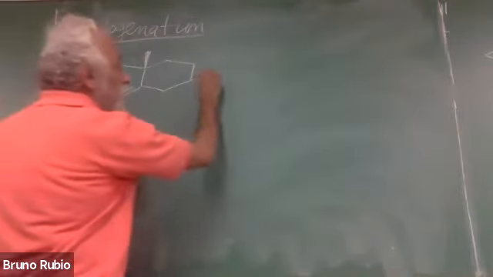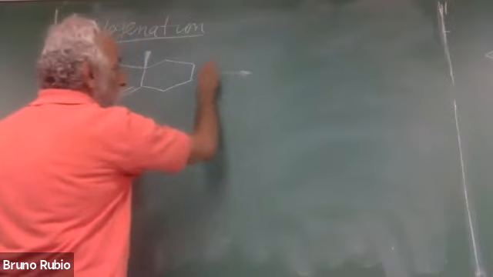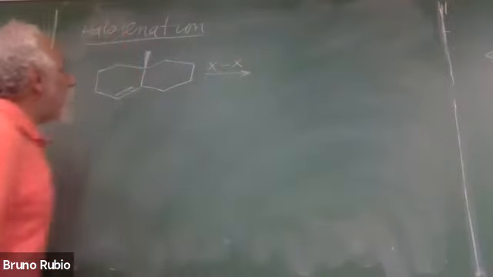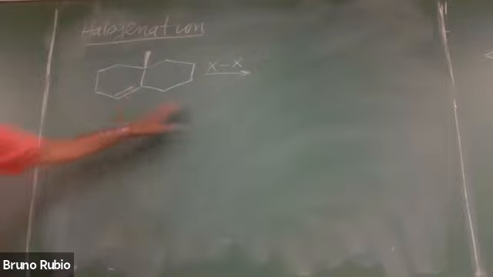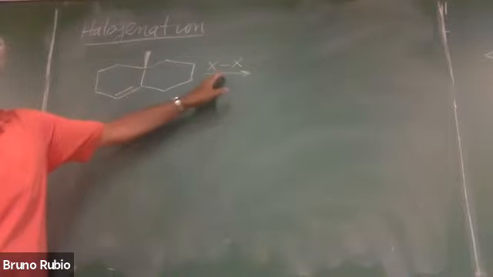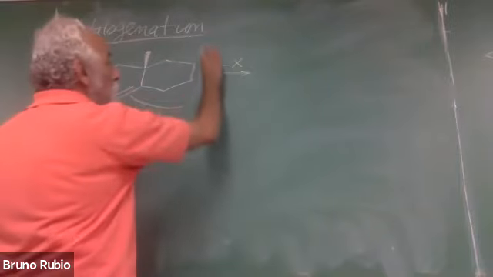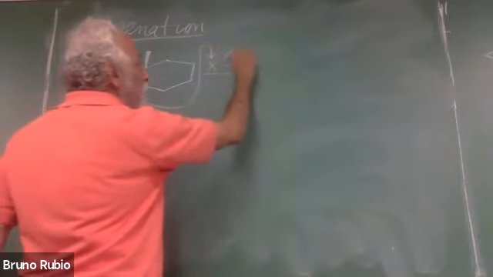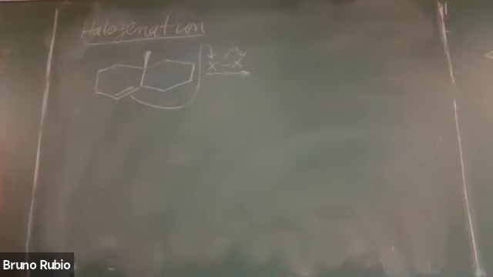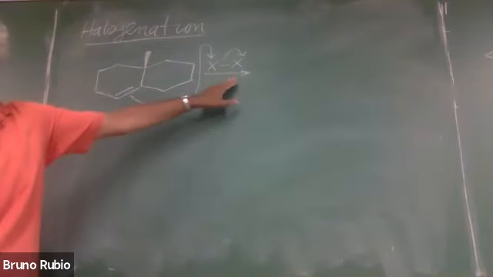Okay, so in halogenation, the first step is going to be the attack of the double bond on a molecule of X2 to form the cyclic halogen cation. Not a carbocation, but a cyclic halogen. So the double bond is the nucleophile. X2, this is the electrophile.